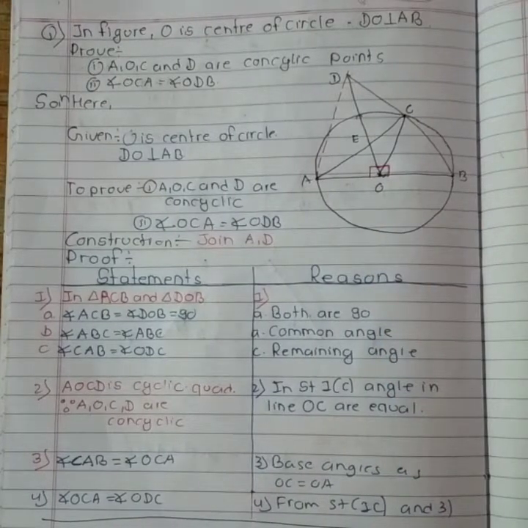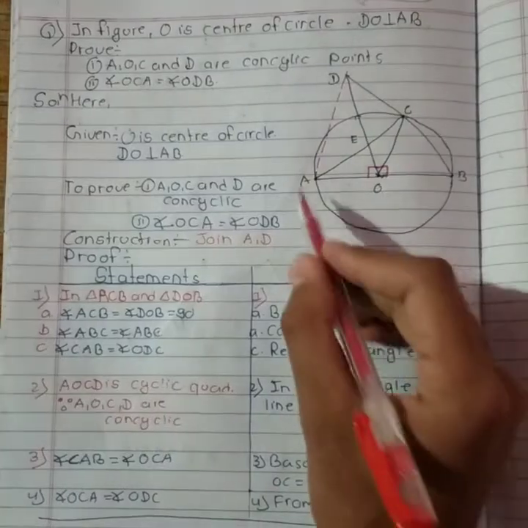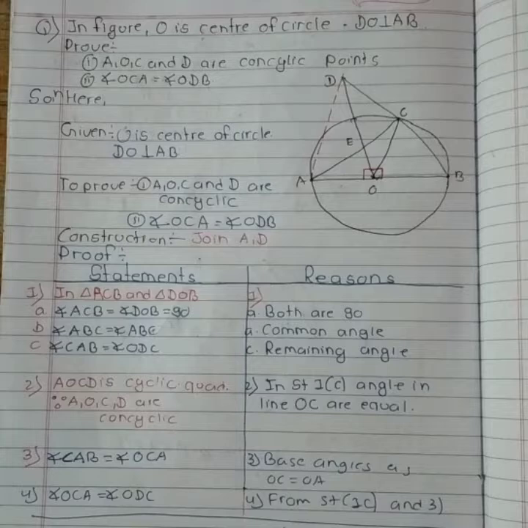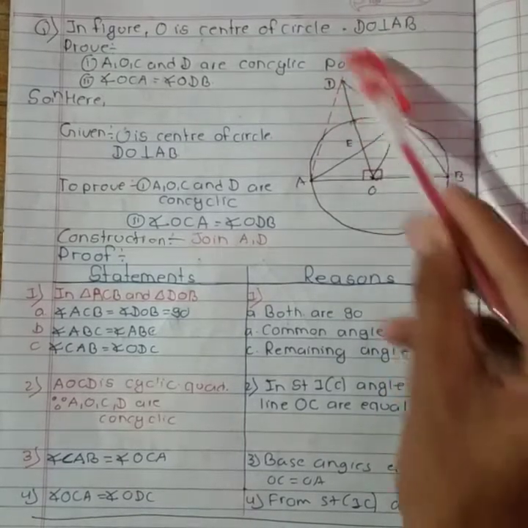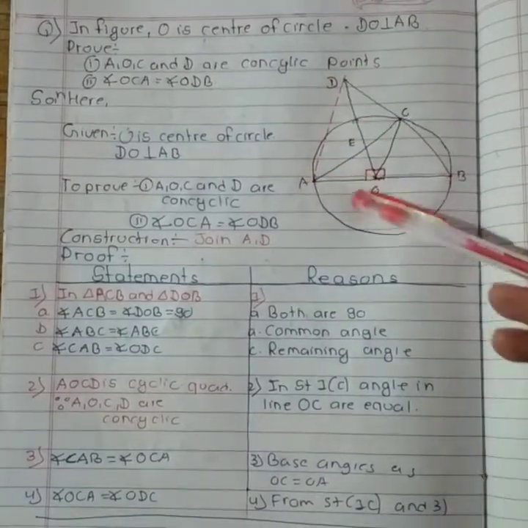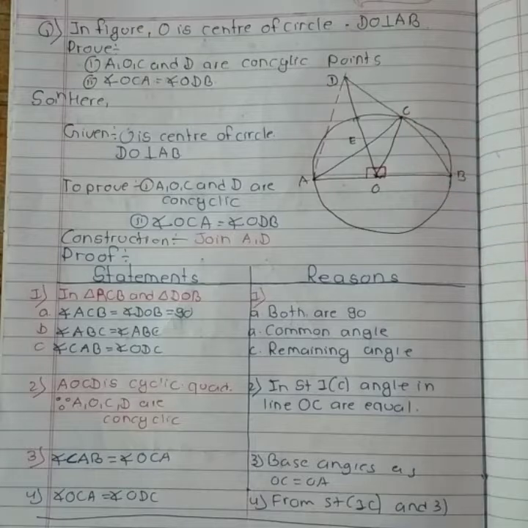Then we have to prove that A, O, C, D are concyclic points. Concyclic points means the vertices of a cyclic quadrilateral. Concyclic points are those points which lie on the circumference of a circle. Though D is outside the circle, there may be another big circle which passes through all of A, O, D, C, an imaginary circle. So let us start the question.